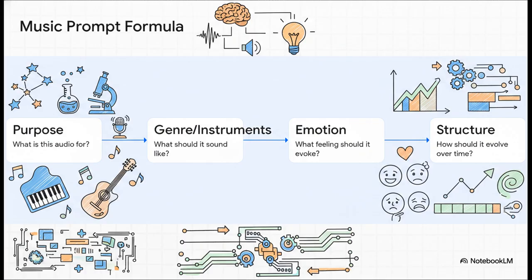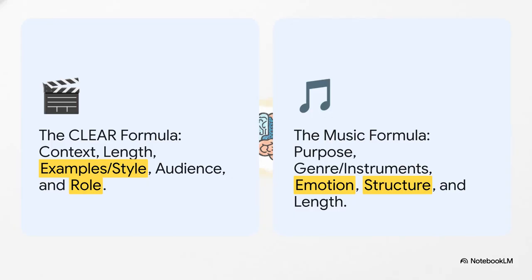Then you define the genre and instruments. Next, you tell it the emotion you're going for. And finally, you map out the structure, how you want the music to evolve from start to finish. And guess what? This same kind of structured thinking works perfectly for video, too.